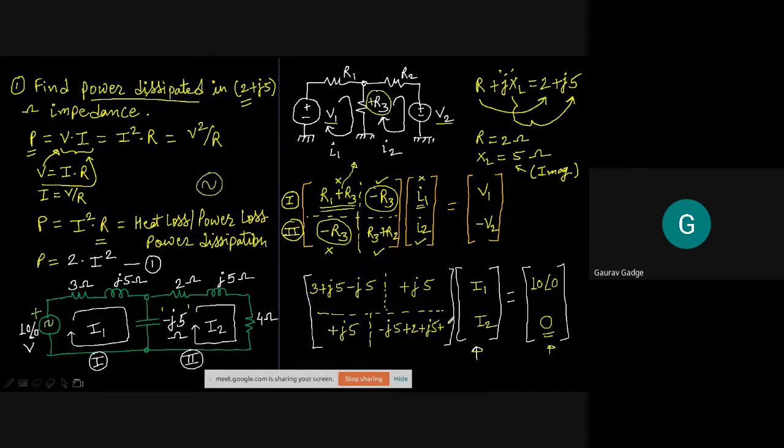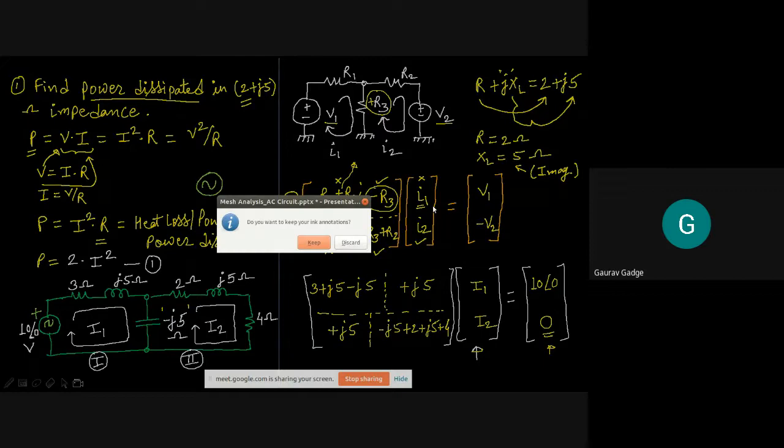So here we get this. Kindly check. Minus J5 plus 2 plus J5 plus 4. All the terms related to loop 2 are written here. So this is our matrix. Okay. Now I just need to ask, is there any problem related to this? Anyone? Any question?